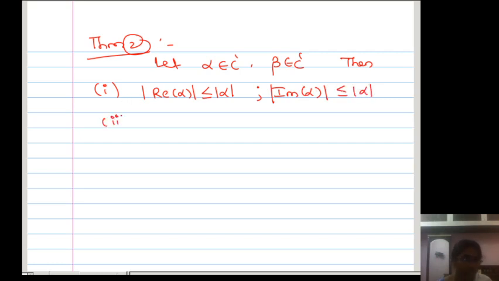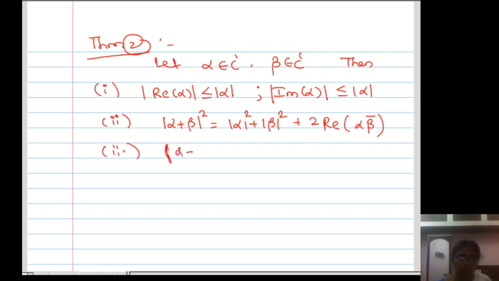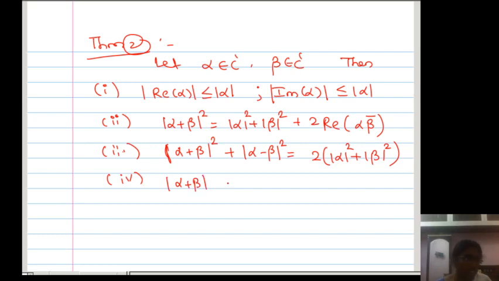Second property: mod alpha plus beta whole square is equal to mod alpha square plus mod beta square plus 2 into the real part of alpha beta bar. Third one: mod of alpha plus beta whole square plus mod of alpha minus beta whole square is equal to 2 into mod alpha square plus mod beta square. Fourth one: mod of alpha plus beta is less than or equal to mod alpha plus mod beta.